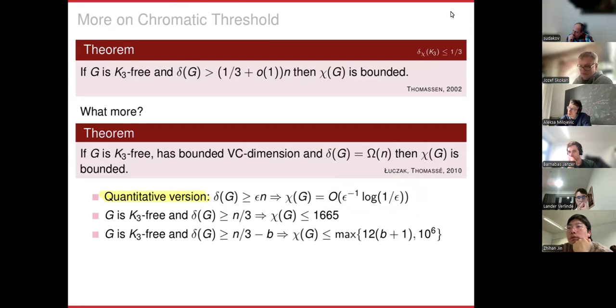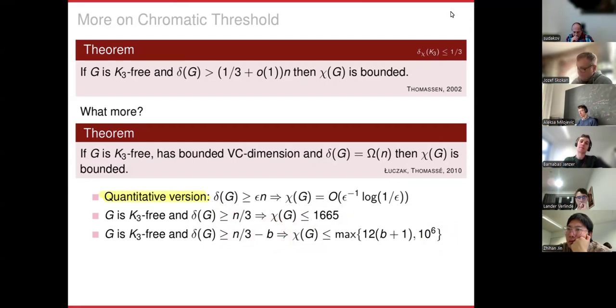Okay, it then allowed them to also conclude that if you are really at the n over 3 threshold and you are triangle-free, then your chromatic number is bounded by a constant, and they gave a specific number. If you are strictly bigger than n over 3, then the chromatic number is bounded by 4. But if you want to have equality, they had to work much harder to get this particular constant. And it also allowed them to say something below the n over 3 threshold, so it allowed them to go to n over 3 minus b. Then they obtain that the chromatic number is bounded by a constant or by a linear function in this b, whichever is bigger.